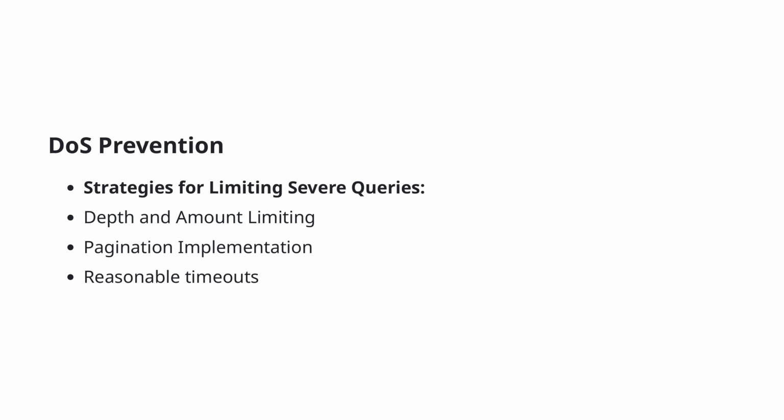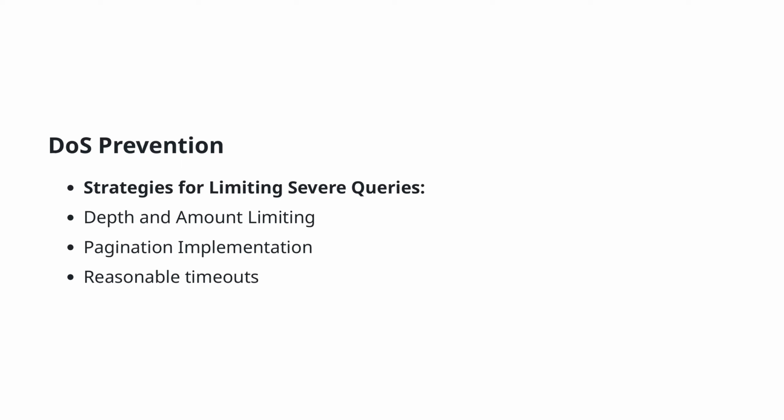On this slide, we're going to discuss strategies for preventing denial of service, DoS, attacks in your GraphQL API. DoS attacks can overwhelm your server by sending a high volume of complex or deeply nested queries, potentially causing performance issues or downtime. To mitigate these risks, we have several effective strategies. 1. Depth and amount limiting. Implement restrictions on the depth and number of fields in a query. This prevents excessively nested queries that can consume significant resources.